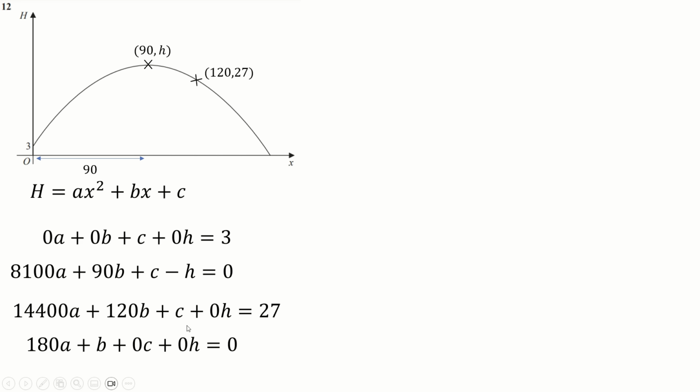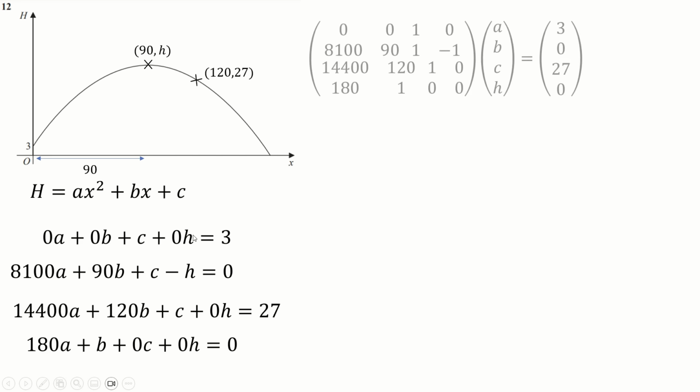This looks like a matrix, because it's a matrix times a, b, c, and h. So we end up with this, just putting all the coefficients in the matrix like so, and that equals 3, 0, 27, 0. I can, of course, front multiply by the inverse matrix of this thing here to solve for this.